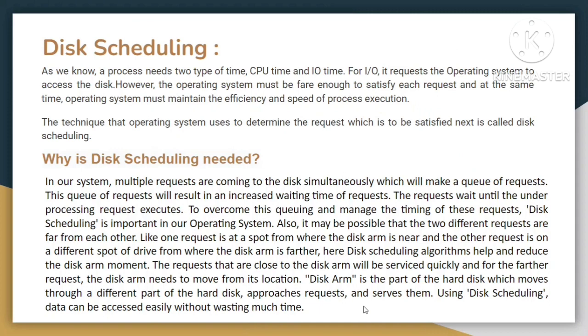Also, it may be possible that two different requests are far from each other. One request is at a spot near the disk arm, and the other request is at a different spot of the drive, farther from the disk arm. Here, disk scheduling algorithms help reduce the disk arm movement. The requests close to the disk arm will be serviced quickly, and for the farther request, the disk arm needs to be moved from its location. The disk arm is the part of the hard disk which moves to different parts of the disk, approaches requests, and serves them. Using disk scheduling, data can be accessed easily without wasting much time. So the main agenda of this scheduling algorithm is to minimize the movement of the disk arm so that we can reduce the waiting time of the requests.